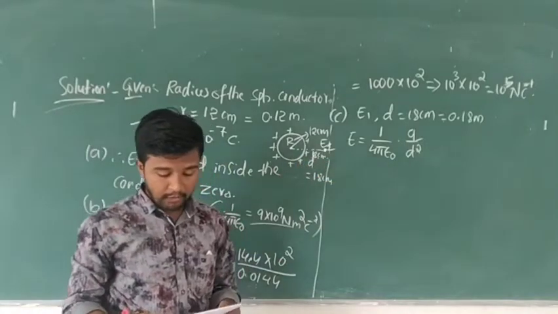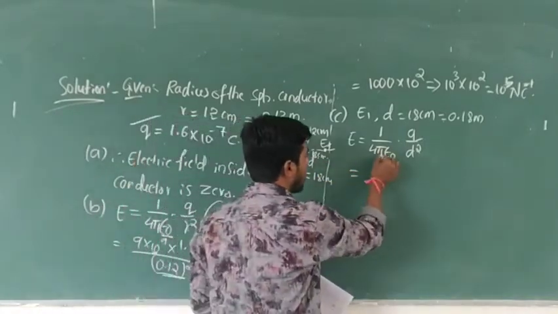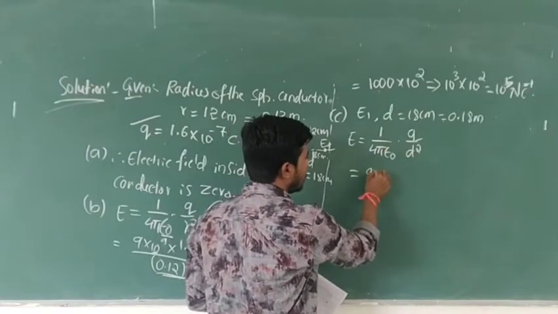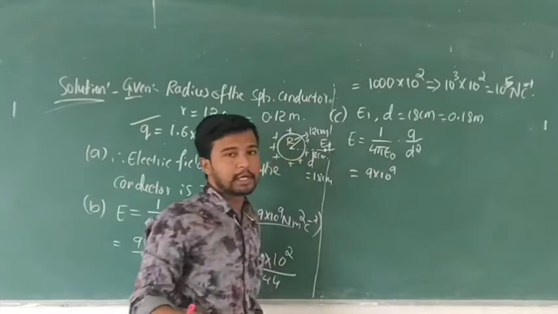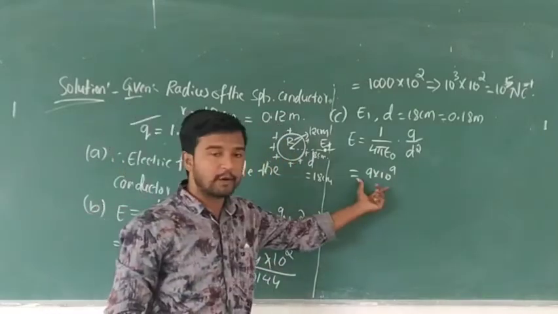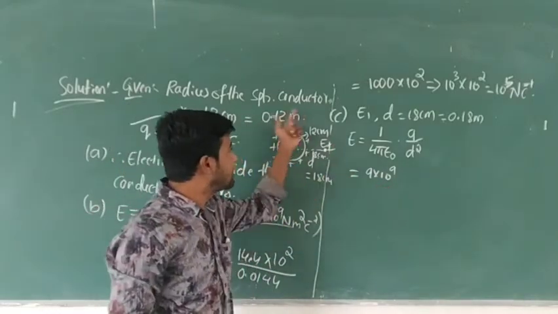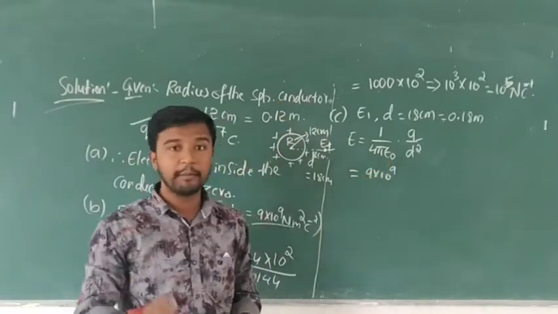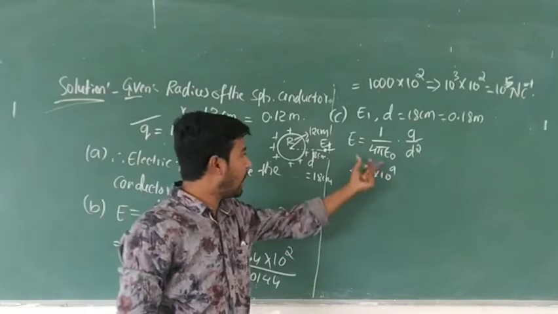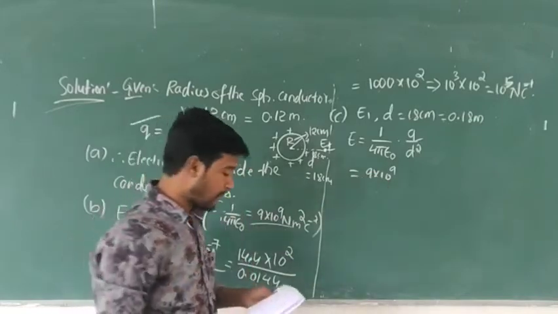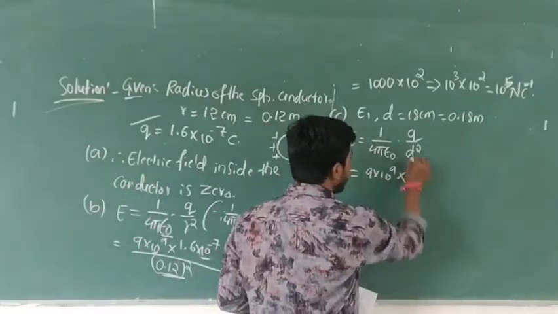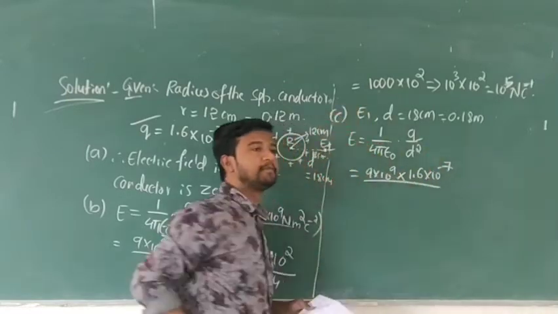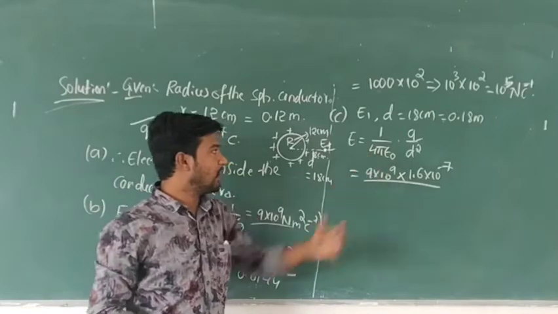So now we have to find the calculation part. 1/4 pi epsilon naught means what? 9 into 10 to the power 9 Newton meter square per coulomb square. This is a fixed value. Epsilon naught is the permittivity of free space. That value is 9 into 10 to the power 9. So now the Q value is 1.6 into 10 to the power minus 7. Already given. So now D square.